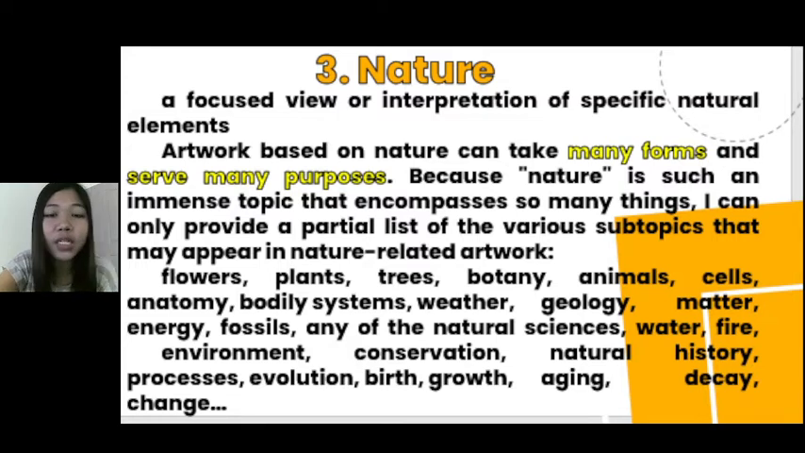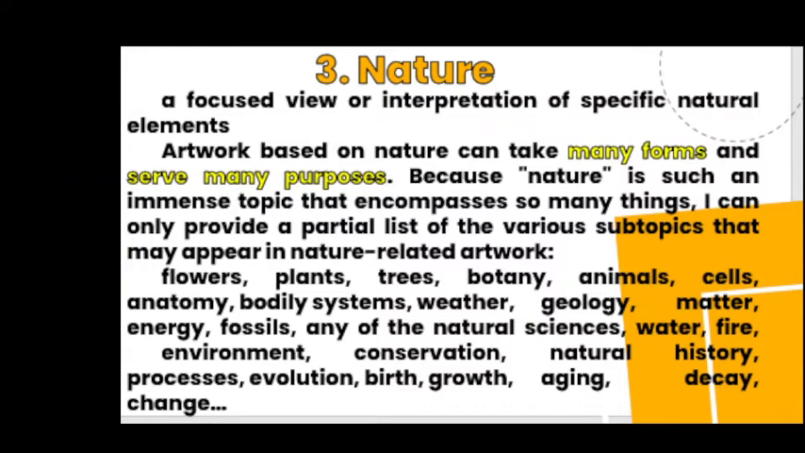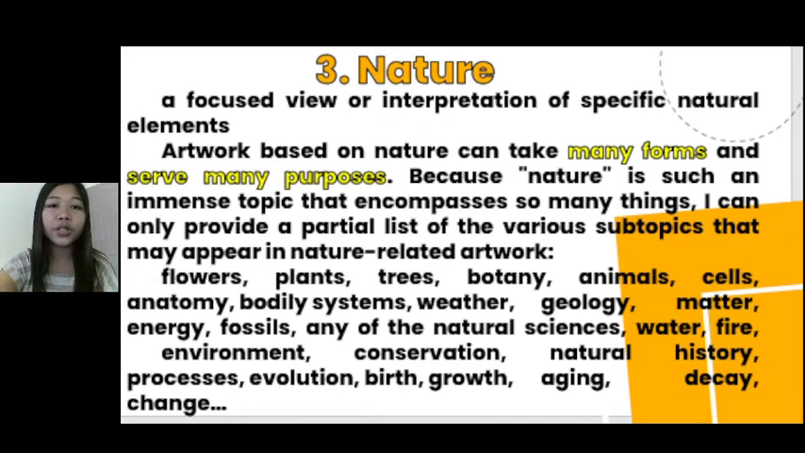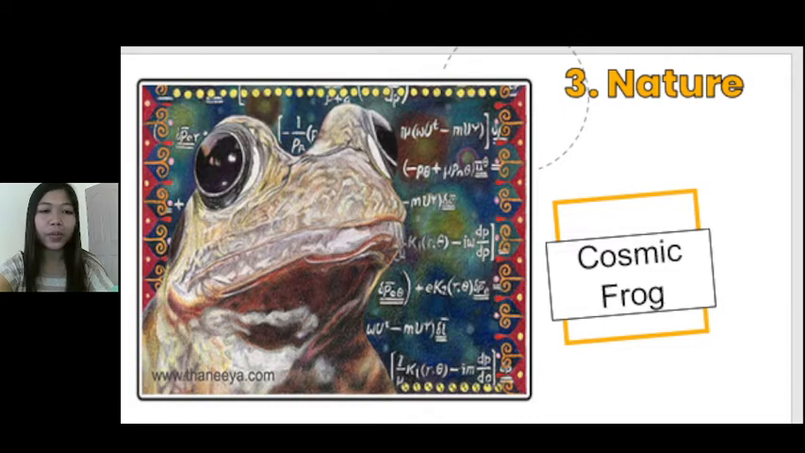Okay, so here are some subtopics that may appear in nature related artwork: flowers, plants, trees, botany, animals, cells, anatomy, model systems, weather, geology, matter, energy, fossils, and any other of the natural sciences, water, fire, environment, and so on. Okay, here is some example.